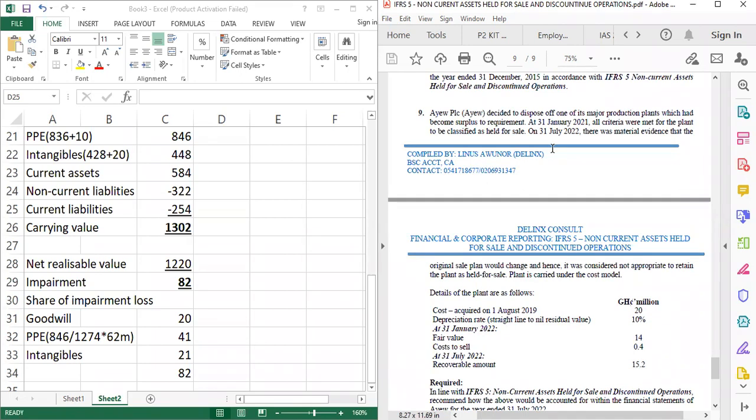When was the asset classified as held for sale? When are they saying that they are going to classify the asset as held for sale?